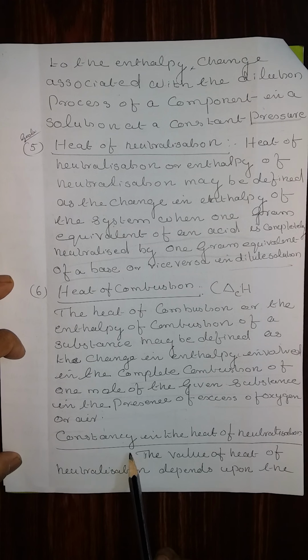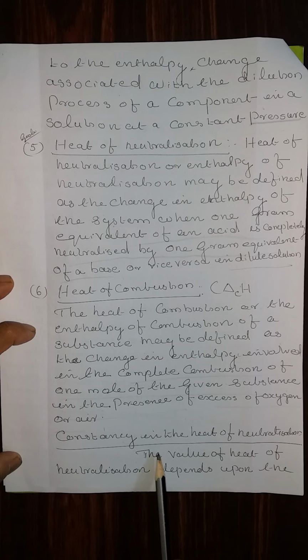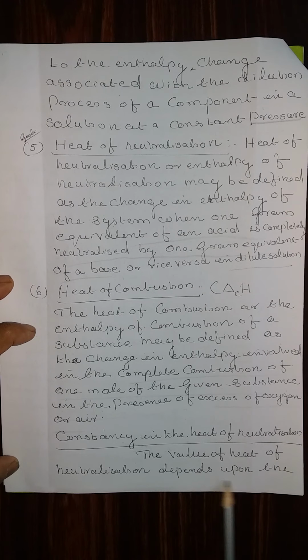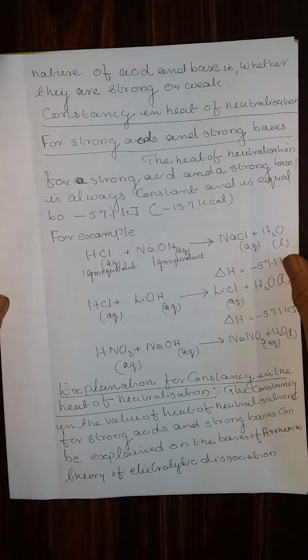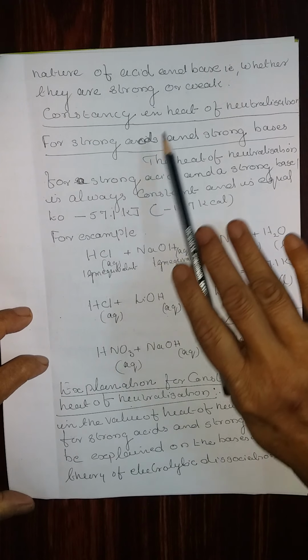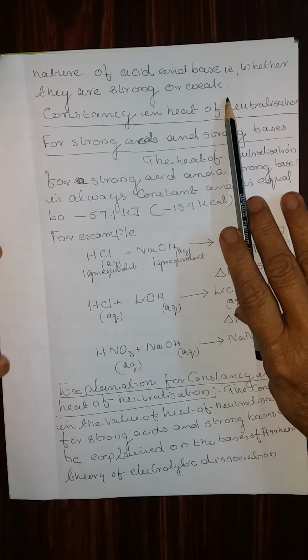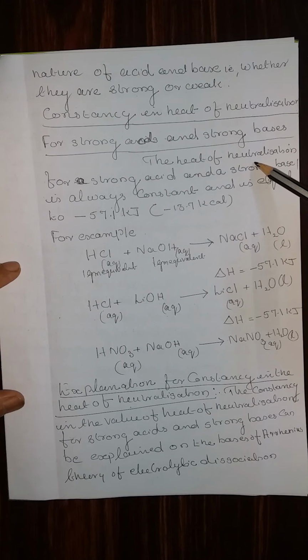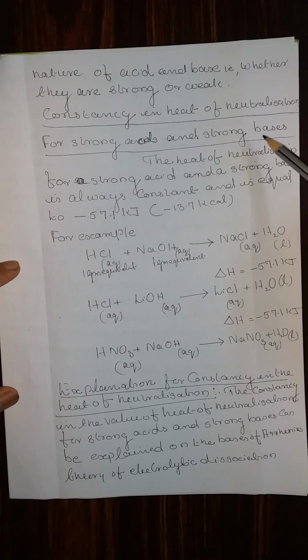Now, a term is given in the syllabus to explain regarding the heat of neutralization of strong acids and strong bases: constancy in the heat of neutralization. The value of heat of neutralization depends upon the nature of the acid and the base, whether they are strong or weak. You have to study only strong acid and strong base. There is a constant value of heat of neutralization. Why? Give reason, a question can be asked.